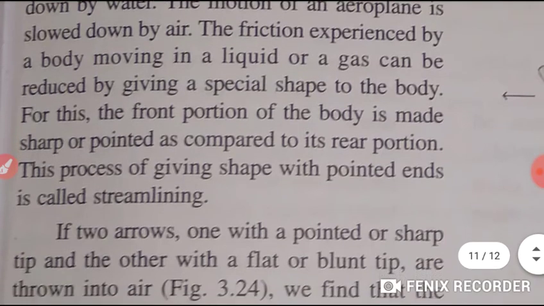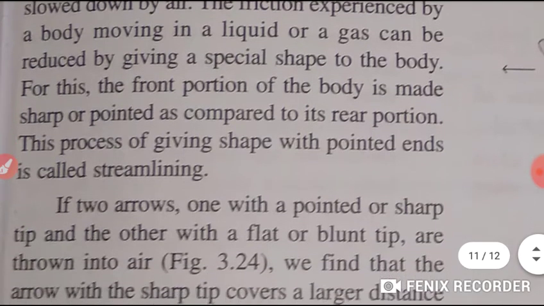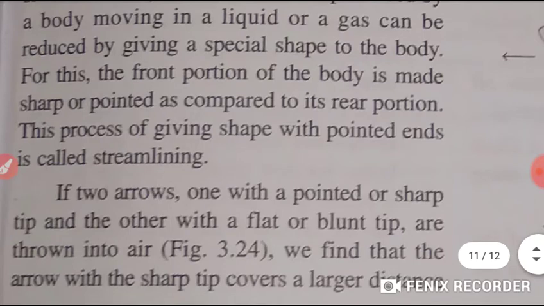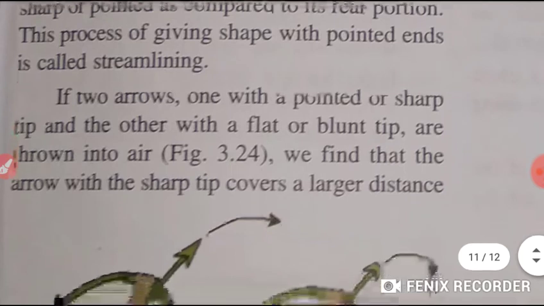The friction experienced by a body moving in a liquid or a gas can be reduced by giving some special shape to them. And what shape are they given? They are given some pointed ends. And that process of giving the shape with pointed ends is called streamlining.